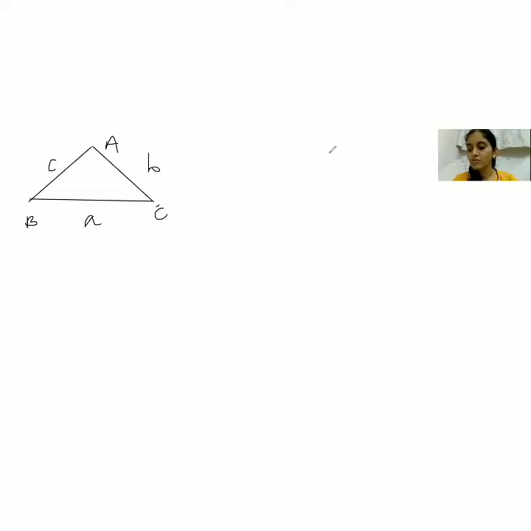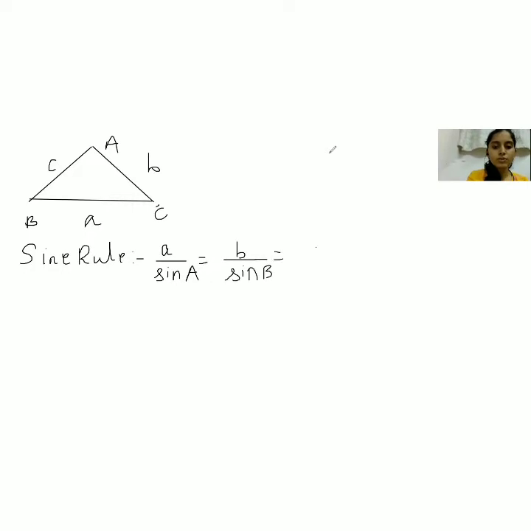Now we have some rules to find out these other elements. So what are these rules? The first one is called the sine rule. So let us begin with the sine rule. How is the sine rule stated? a upon sine A is equal to b upon sine B is equal to c upon sine C is equal to 2r. Now what is 2r over here?